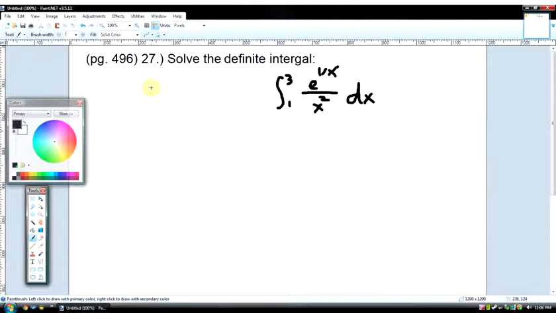The problem we'll be doing is number 27 on page 496. What the problem is asking us to do is to solve the definite integral, the integral on the closed interval between 1 and 3 of e to the power of 1 over x, over x squared dx.